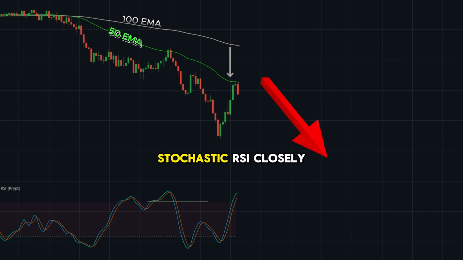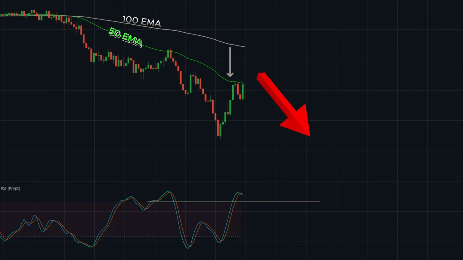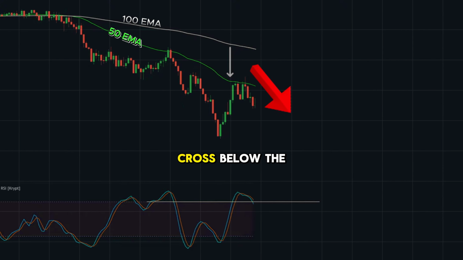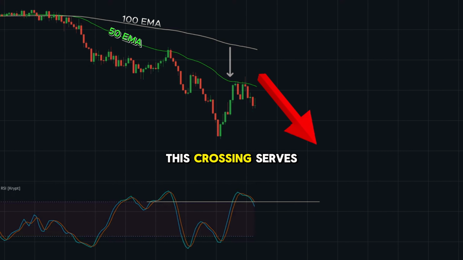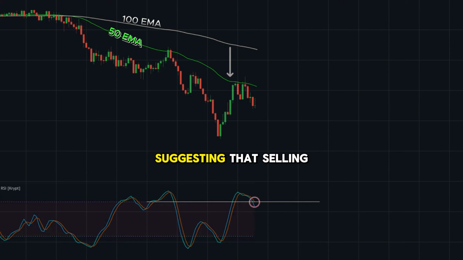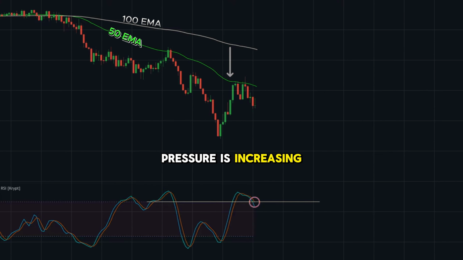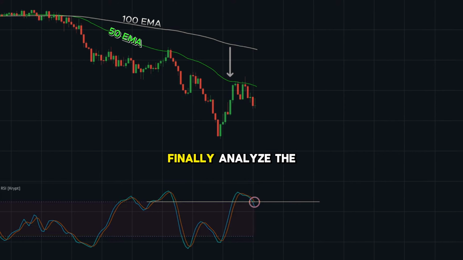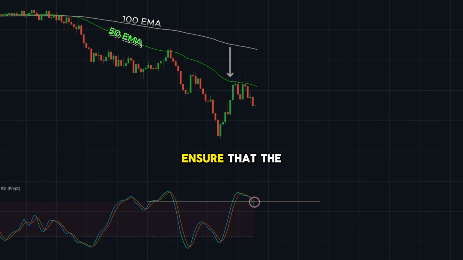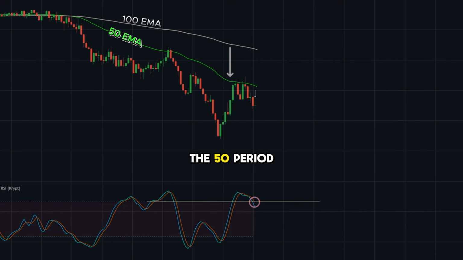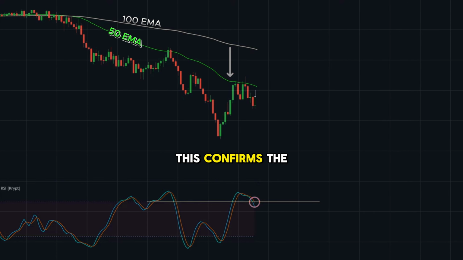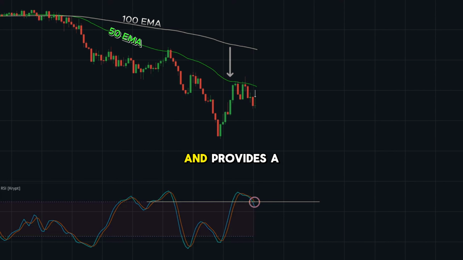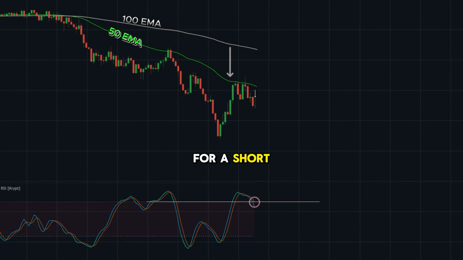Second, watch the stochastic RSI closely. Look for the stochastic RSI to cross below the 80 level. This crossing serves as a sell signal, suggesting that selling pressure is increasing and presenting an opportunity to enter a short position. Finally, analyze the price action. Ensure that the price closes below the 50-period moving average. This confirms the strength of the downtrend and provides a suitable entry point for a short trade.